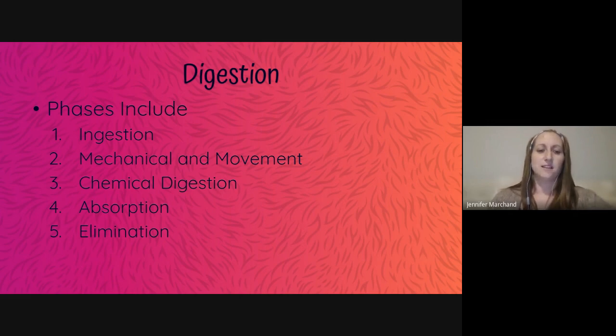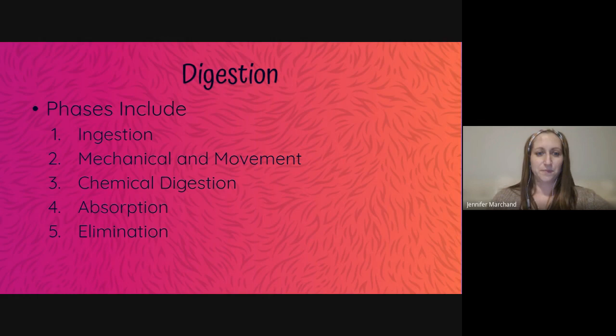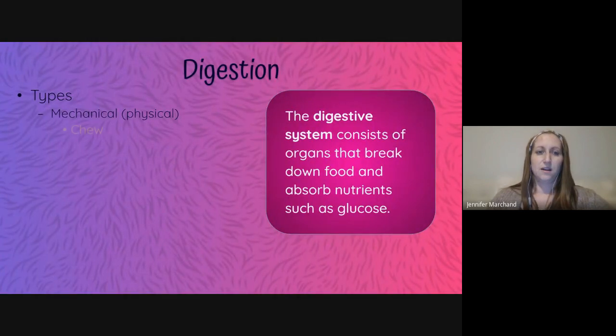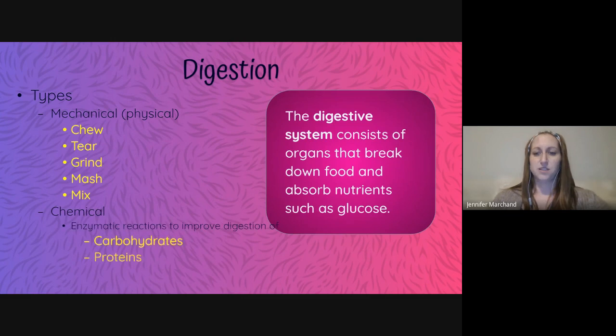And then finally, elimination, which potentially happens from your kidney, through your bladder, through your urethra, or through your colon, so defecation. The biggest parts of the digestive system consist of organs that break down food and absorb nutrients such as glucose. So glucose we know as sugar. It's one of the main things that help to run our body.